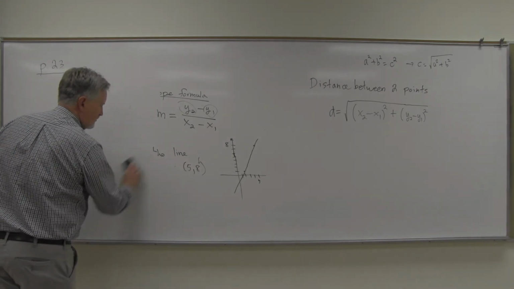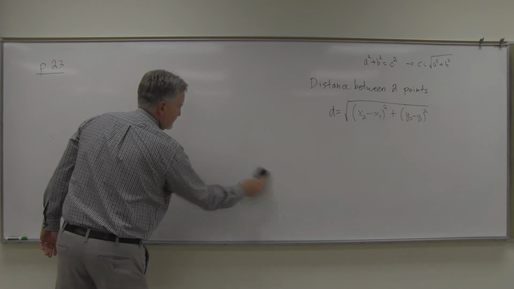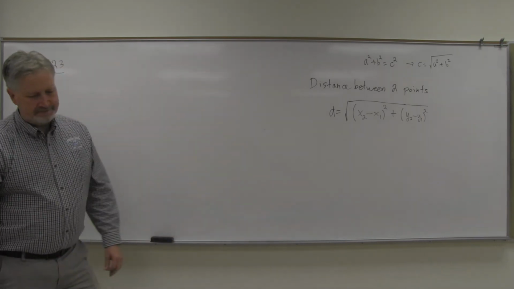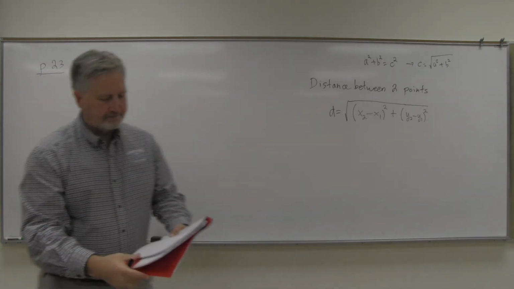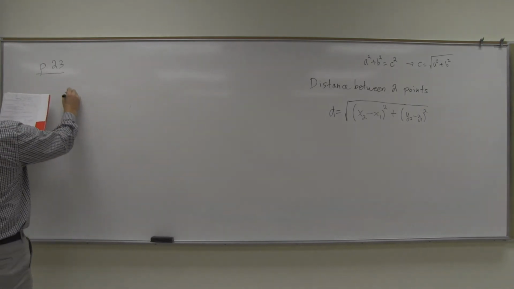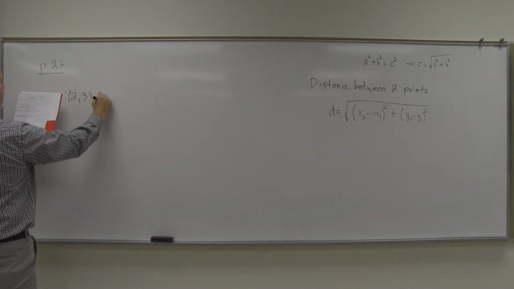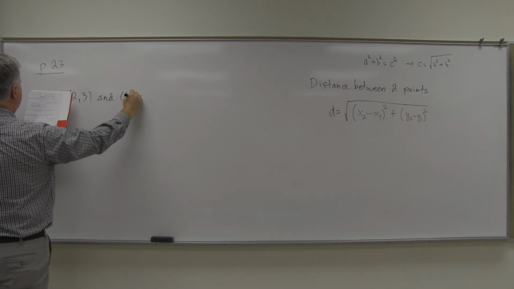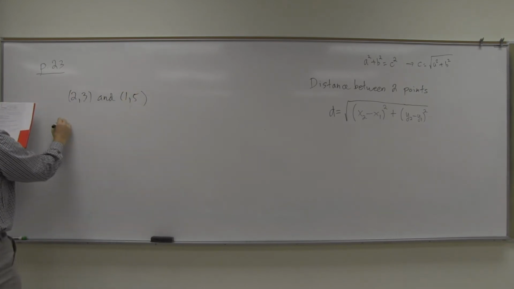It wants us to find the slope and the distance between 2 points. So we've got 2, 3, and 1, 5. So number one, find the slope of the line that passes through those.